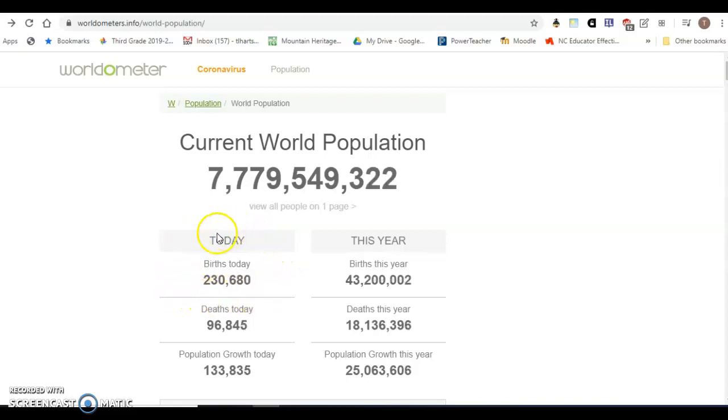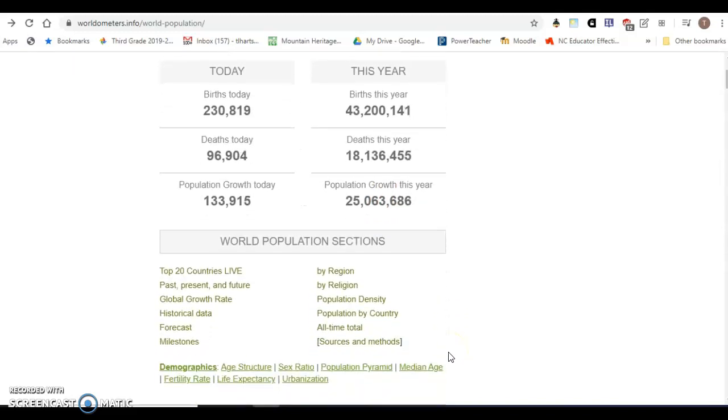We see here that the births today are over 230,000, and we subtract the deaths today, which is over 96,000, for the total here of 133,000 people that have been added to our planet just today. Over on this side, we see the same thing for this year, how many births subtracted by how many deaths, to see how much the population has grown this year.